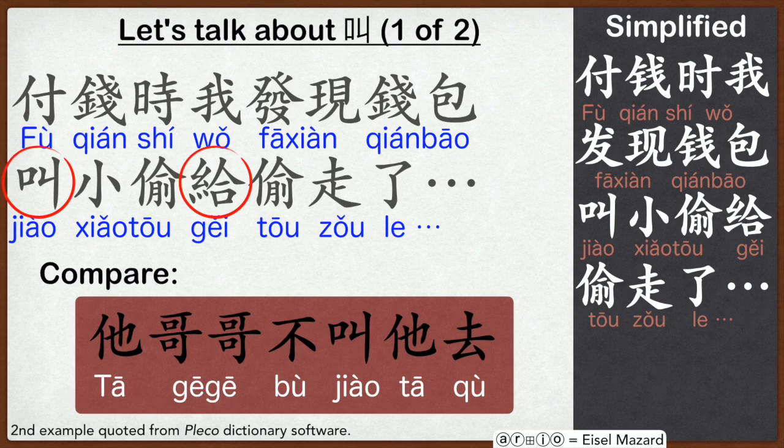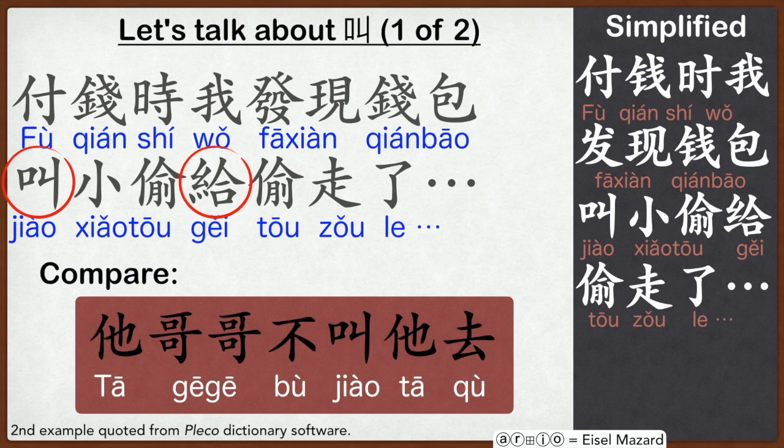他哥哥不叫他去. 他哥哥, his brother. Now, even if you had learned the supplemental meaning of jiao, meaning to call out, to cry out, when a duck quacks, that's jiao. When a cat makes a meowing or purring sound, I believe that's also jiao. Now I forget, is it meowing or purring? One of them is jiao.